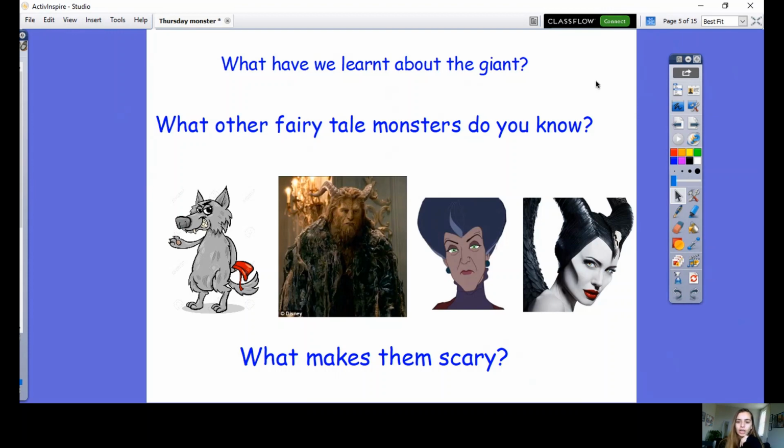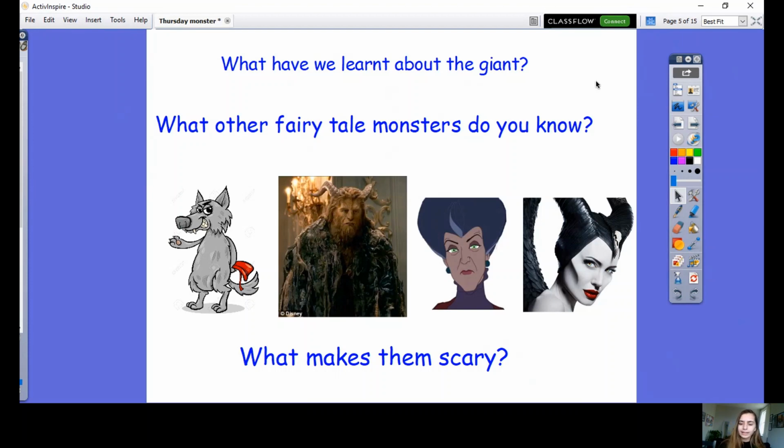Okay, can you shout out any other fairy tale monsters or villains that you know in 3, 2, 1? Fantastic, Year 1, you know so many fairy tale monsters and villains.